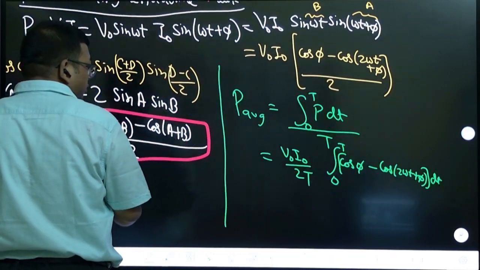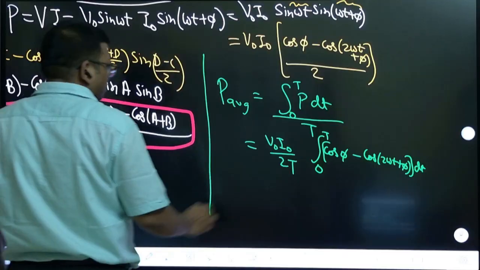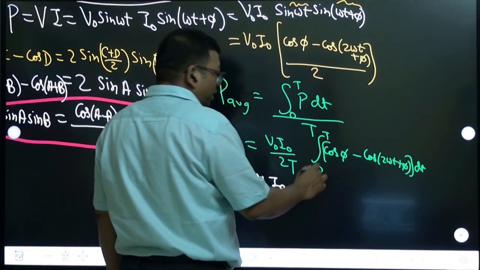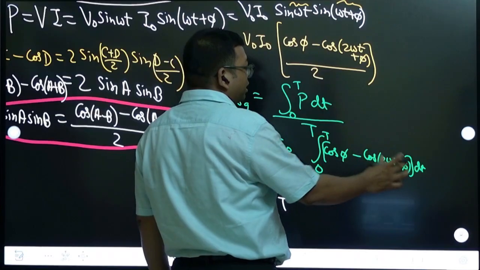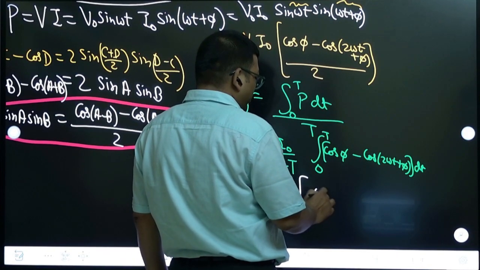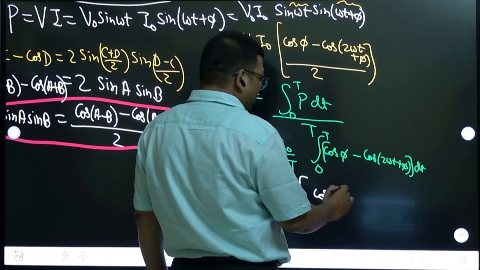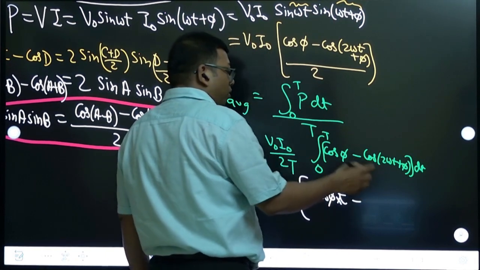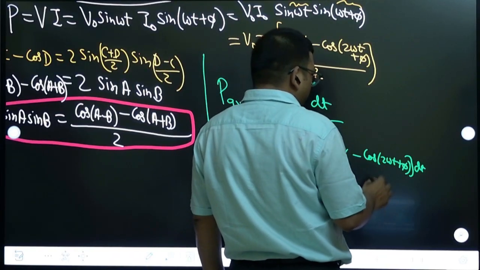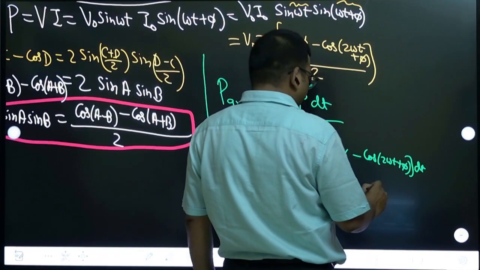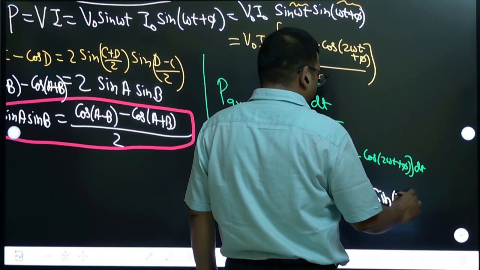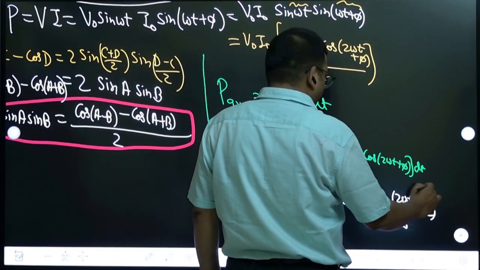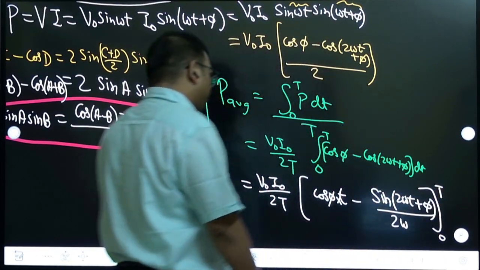Let us do this integration. So V naught I naught by 2T. Cos phi is a constant, so while you integrate, you will break this and this. So cos phi will come out. Integration of dt will give us t. Okay, cos phi into t. Then minus cos of 2 omega t plus phi integration you have to do for this whole term. Cos integration becomes sine. So you will get sine of 2 omega t plus phi divided by the coefficient 2 omega. And now you put the limit 0 to T. Try to do this calculation.